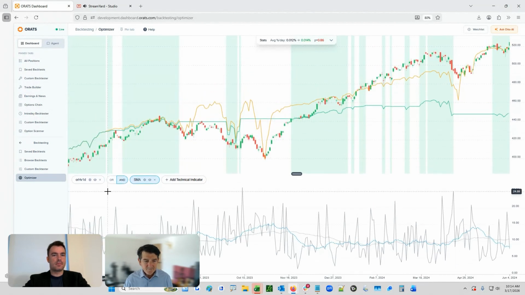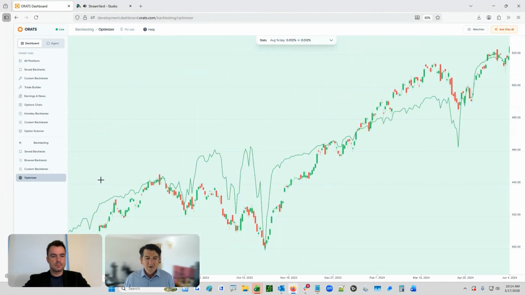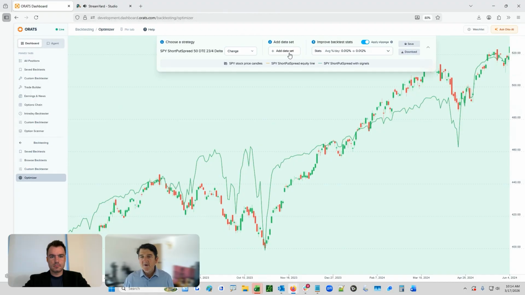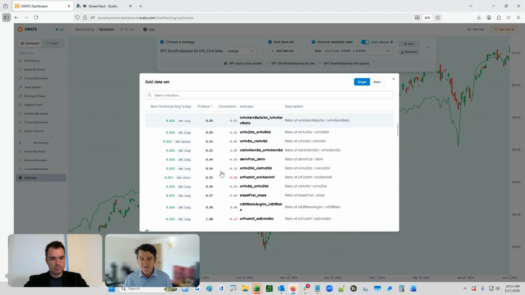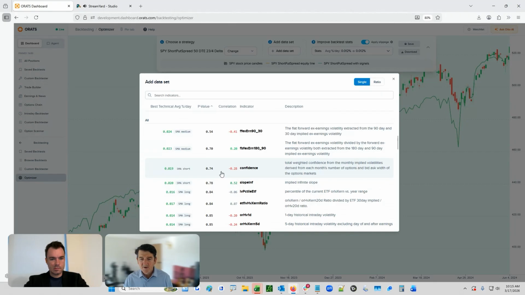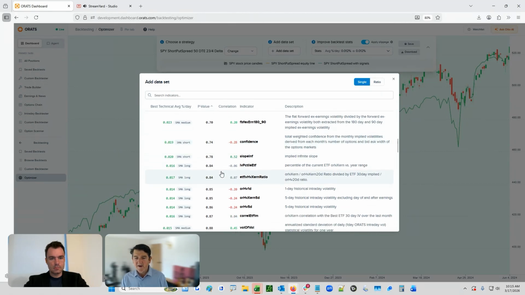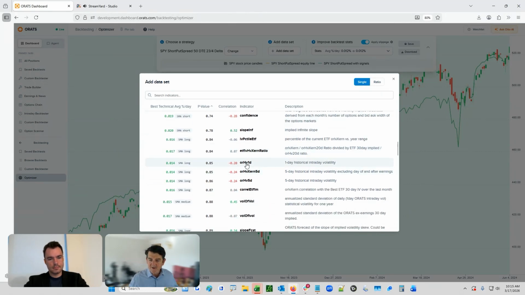Yeah. So there are ways to find indicators. You could sort by p-value and such. I've already looked at a few, so I'm going to just get in front of this a little bit. One of the ones that I like to look at, in addition to the ORATS HV1D, is the vol of vol.